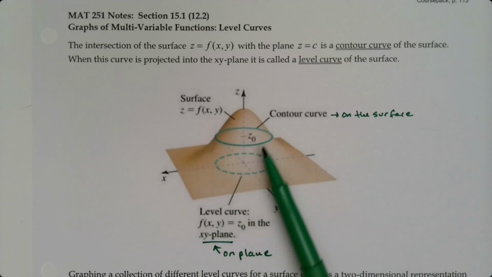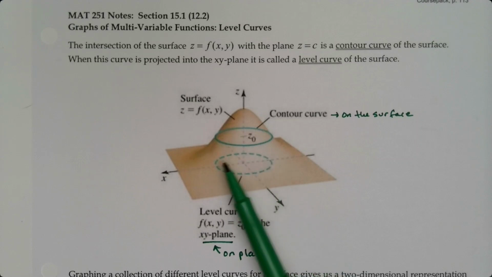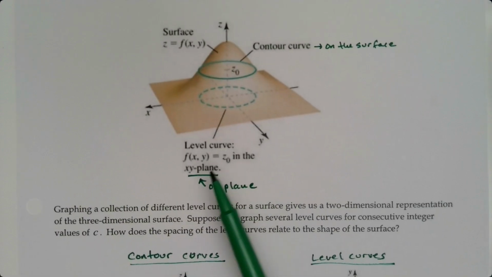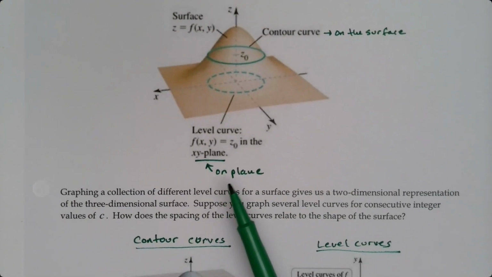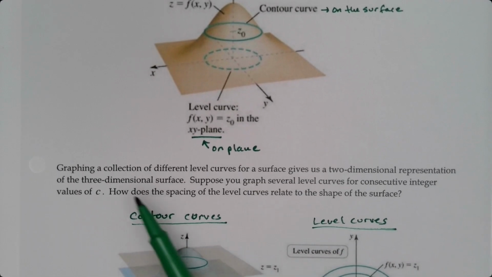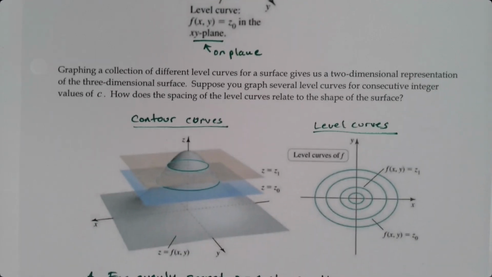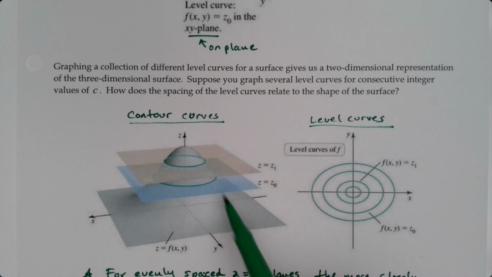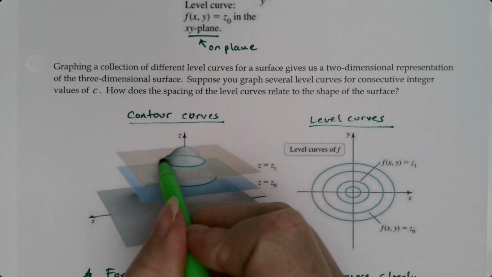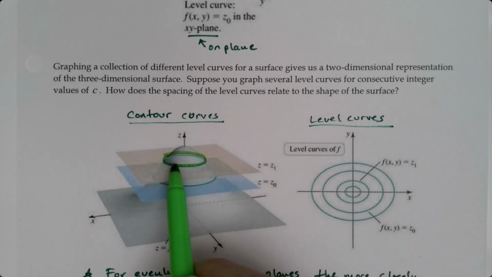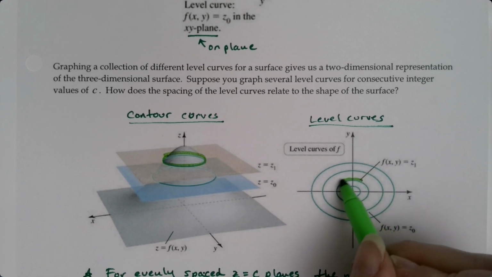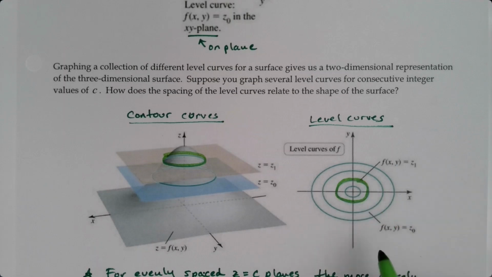And then we project down the shadow of that contour curve onto the xy plane, and that creates a level curve. And that's on the plane itself. And then when we graph a bunch of different level curves on the surface, we're getting a two-dimensional representation of a three-dimensional surface. Very much akin to topographical maps, if you've ever seen those, because the planet, of course, has hills and valleys and things like this. And so when we graph level curves, what we're graphing is an image of the contour curve onto a two-dimensional surface, the plane. So this contour curve is creating that level curve.